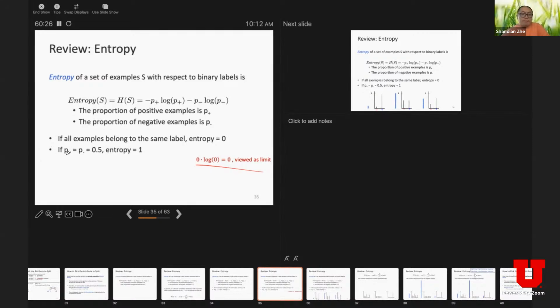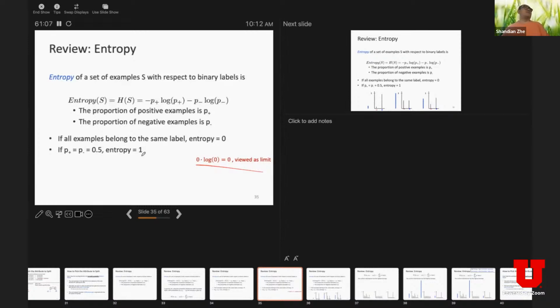On the other hand, if P positive and P negative are both 0.5, then entropy reaches the maximum, which is 1. It is also very intuitive. If the probability that the label is positive is the same as the probability that the label is negative, my uncertainty about those labels is maximum. I really don't know which label it could be. It could be positive, could be negative, they have an equal chance. So I reach maximum entropy.